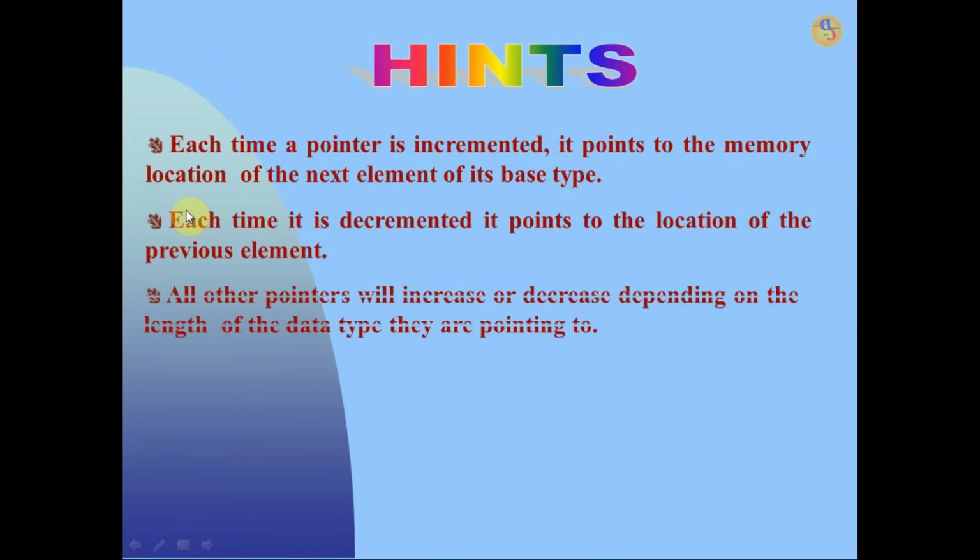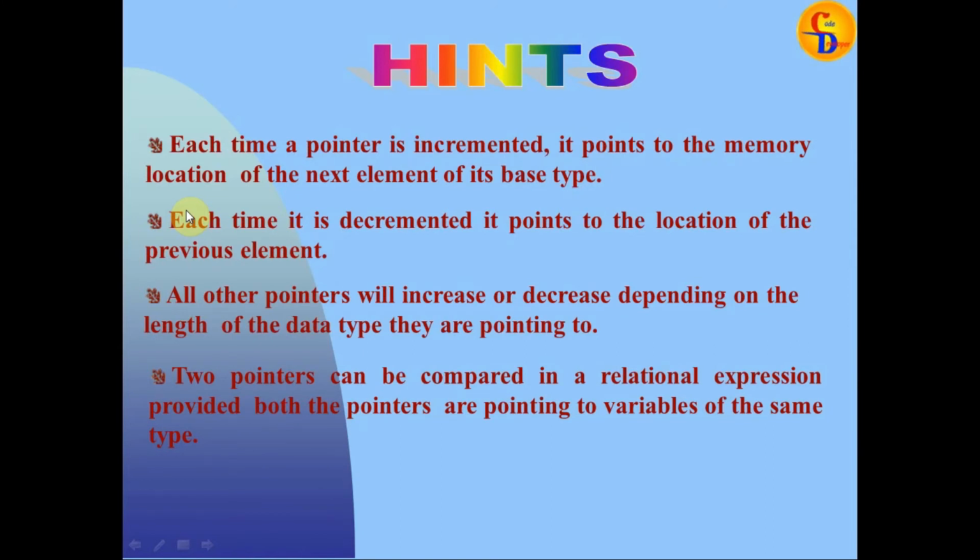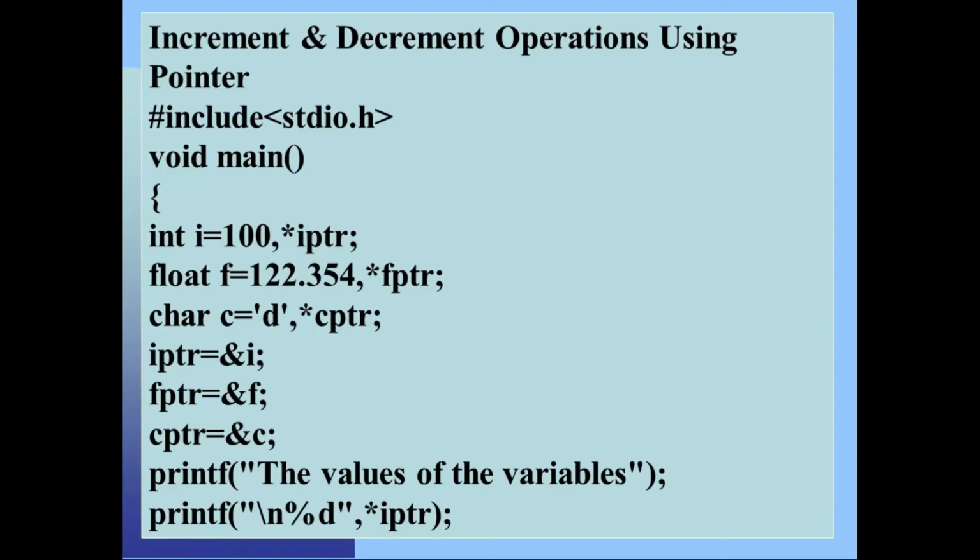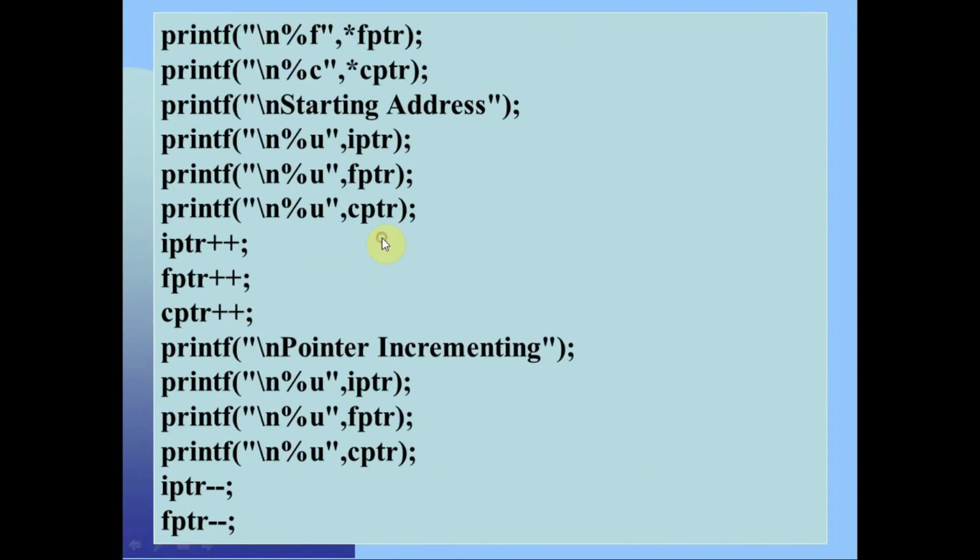And hence each time a pointer is incremented, it points to the memory location of the next element of its base type. Each time it is decremented, it points to the location of the previous element. All other pointers will increase or decrease depending on the length of the data type they are pointing to. Two pointers can be compared in a relational expression provided both the pointers are pointing to variables of the same type. This is another example. Increment and decrement operators using pointers. This example continues.